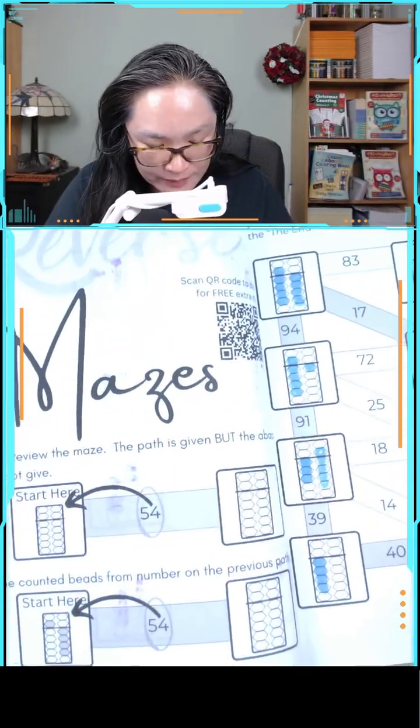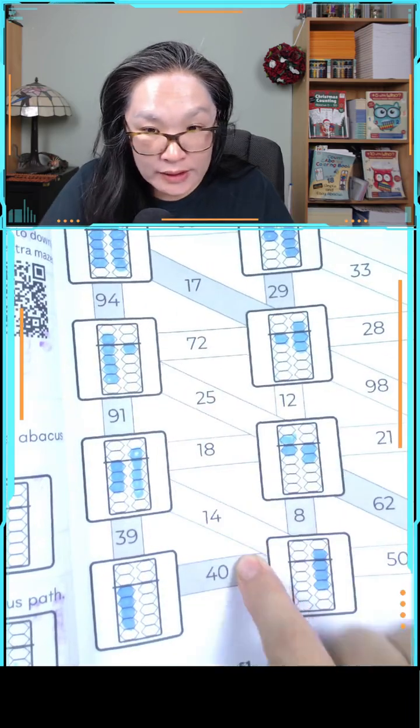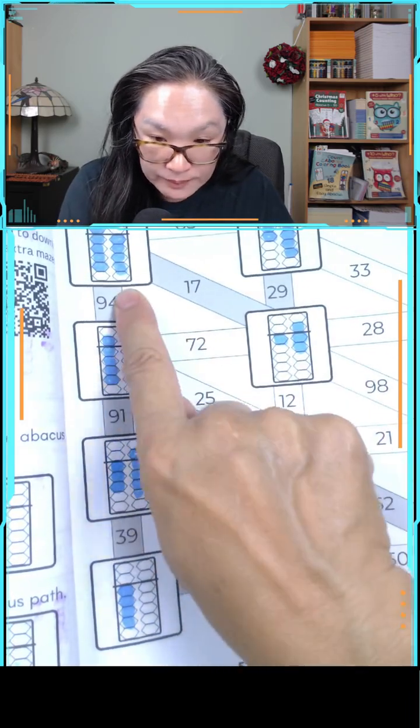I have a reverse maze. The reverse maze means that I give you the path, and then I give you the number.